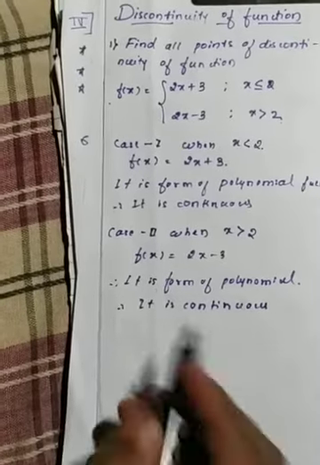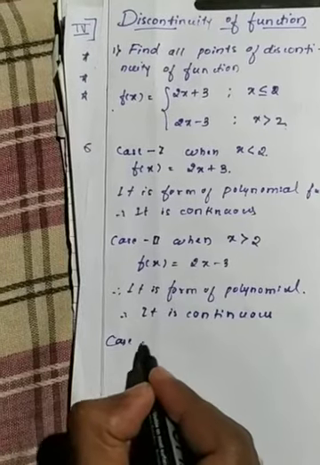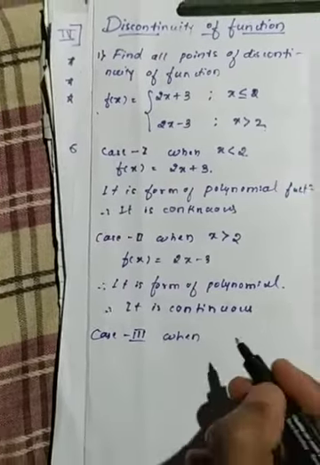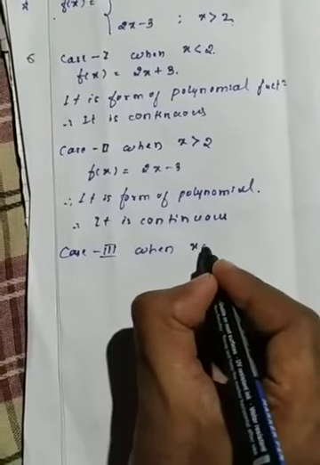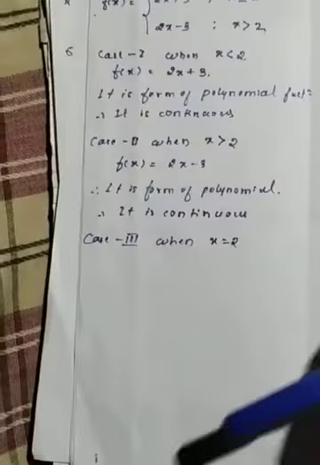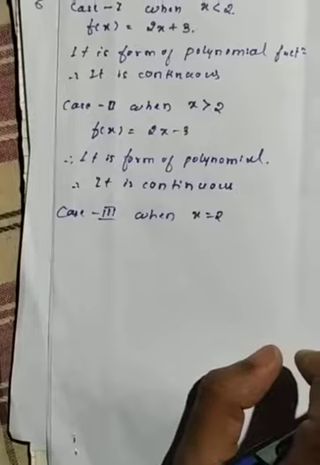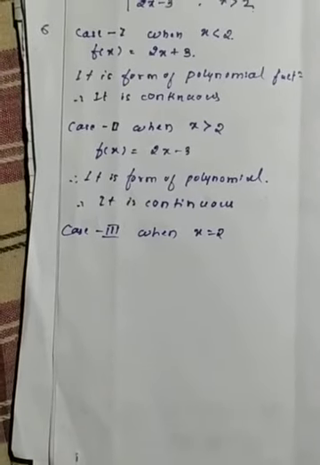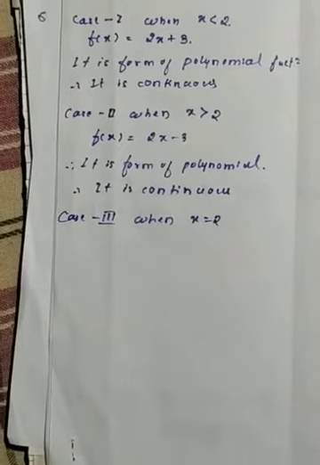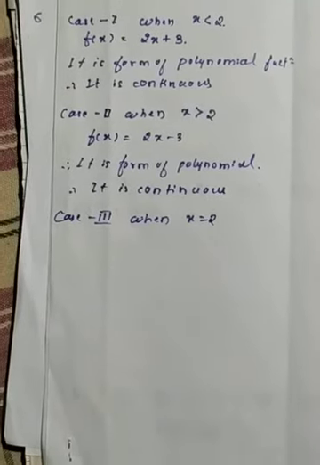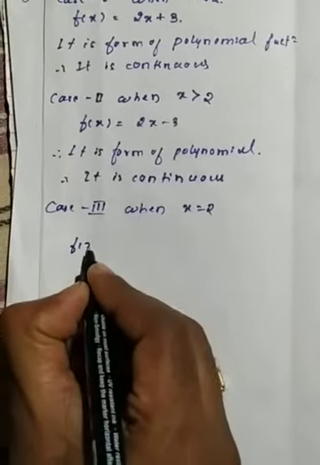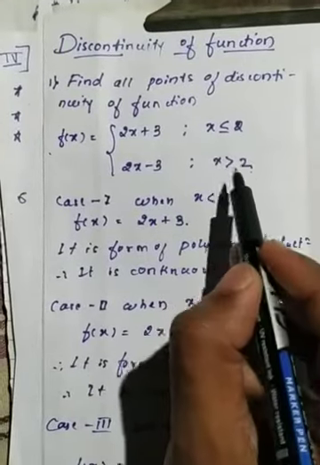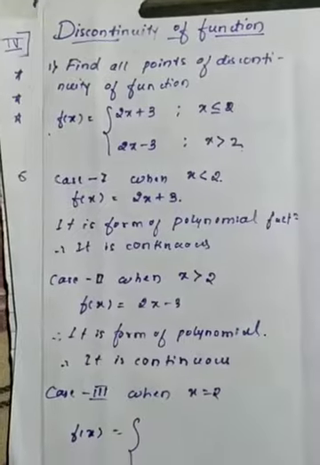In the third case, when x equal to 2, this is very important. When x equal to 2, we again have to check whether LHL is equal to RHL is equal to f of a. This is mandatory, so we have to take the function again: when x is less than 2, when x is greater than 2, and when x equal to 2.